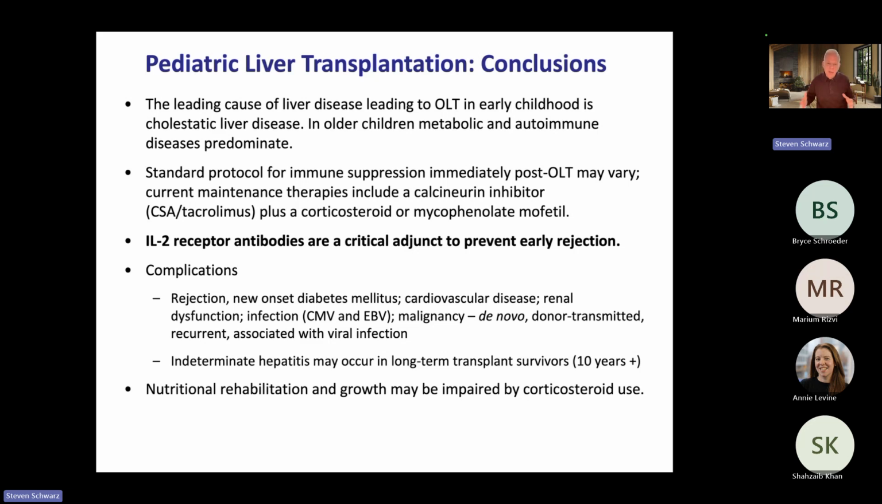Patients with indeterminate or autoimmune hepatitis, when these patients are transplanted, keep in mind that that problem may recur in long-term transplant survivors 10 years out or longer. This is not true of the biliary atresia patient or the metabolic disease patient, but is particularly true for the patient who undergoes transplantation for autoimmune hepatitis. And of course, we want to limit corticosteroid use for obvious reasons.